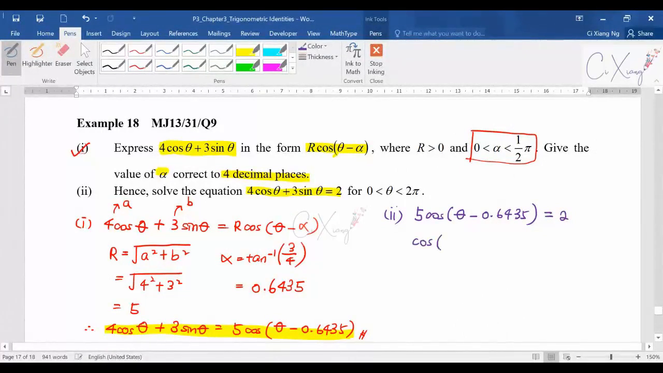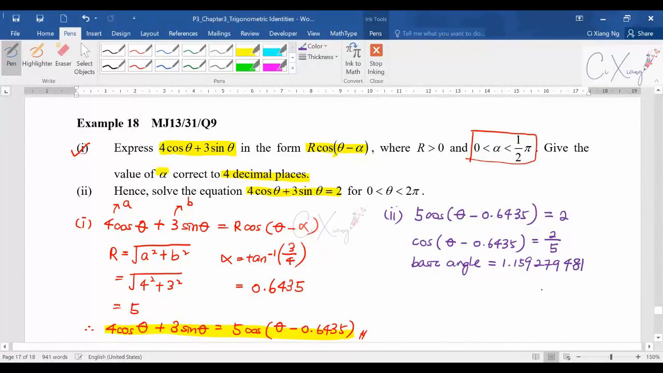Again, first step is you move the 5 over, which equals 2 over 5. Then after that, you try to take the basic angle. For the basic angle that we have, again, it is in radian. So you should have 1.159279481.